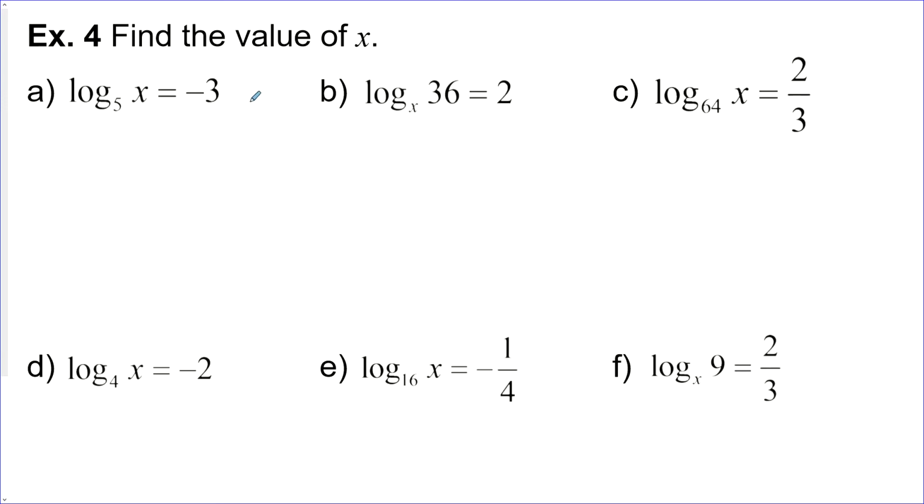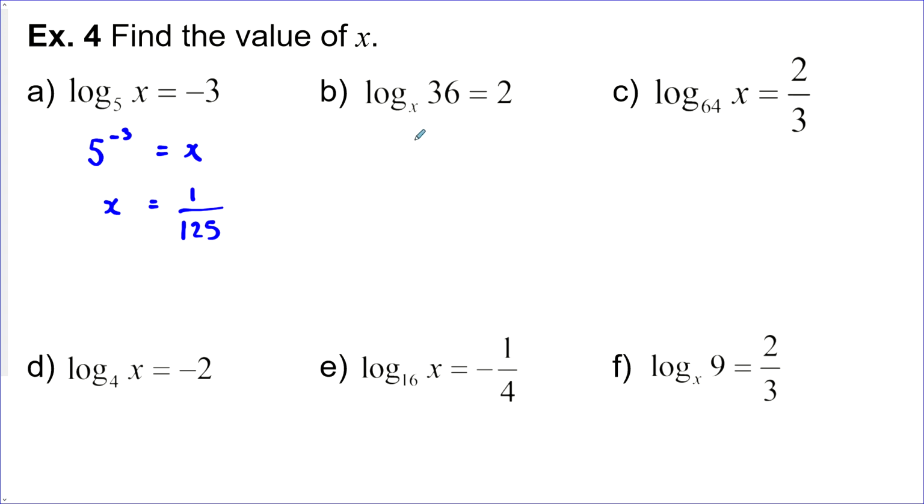For these ones, we want to find the value of x. So we'll rewrite them in exponential form. Here's the base, 5, and here's the exponent, negative 3. And that equals the argument of the log, which is x. So in this question, x is equal to 1 over 5 cubed, which is 1 over 125.